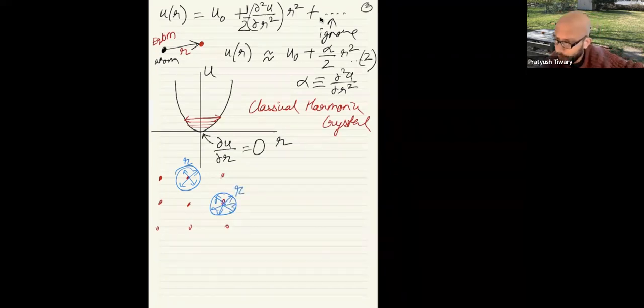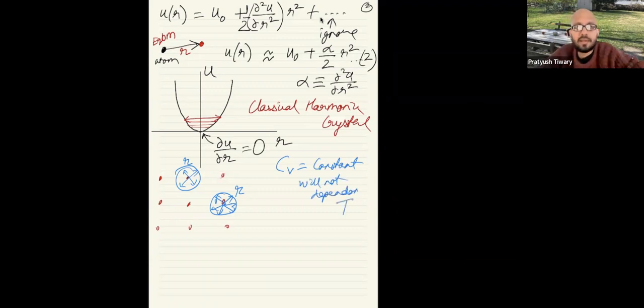So what I'm going to show next is that such a classical harmonic crystal is going to have CV equal to constant. Its heat capacity will not depend on temperature. In fact, it will come out to be the same as the heat capacity of an ideal gas. That's what we are going to see. Classical harmonic crystals are all very interesting for a variety of reasons.